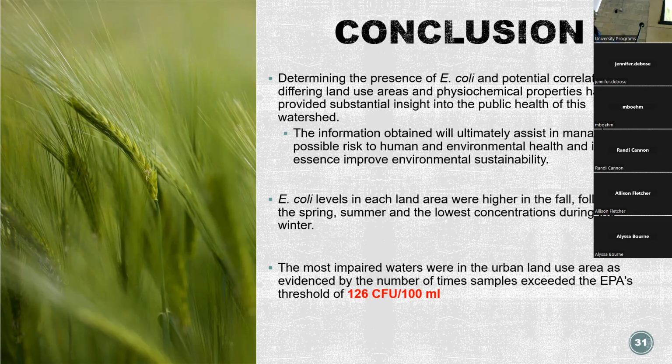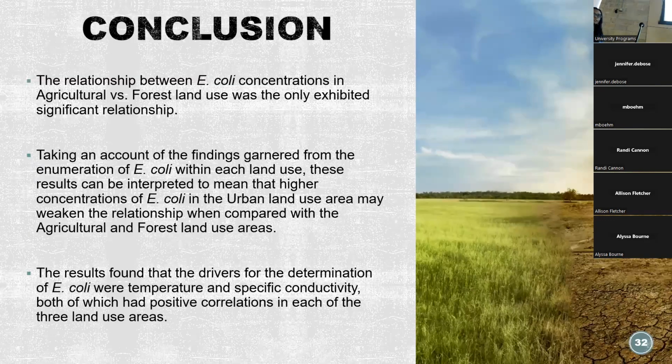And then where we sample is near Decatur. And so there's a lot of companies that tend to dump things in water, and that tends to run off or leach into the water too. So that may also be a factor. And so the relationship between the E. coli concentrations in the agricultural and forested land use were the only ones that exhibited a significant relationship.